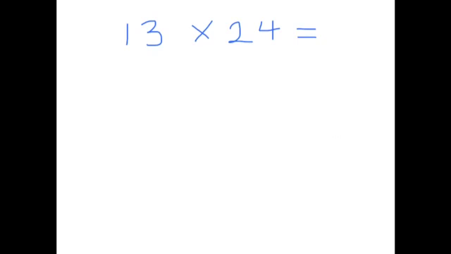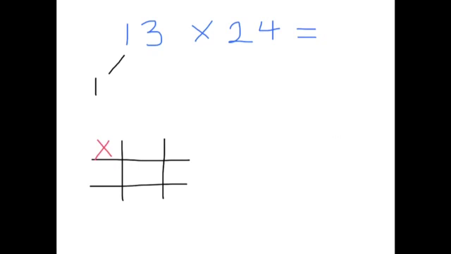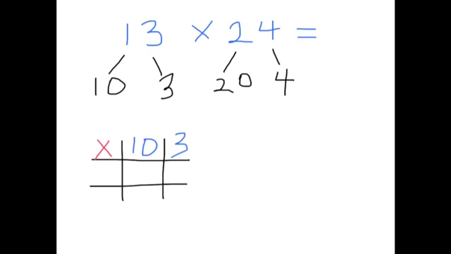This next section will show you how to multiply a 2-digit number by another 2-digit number. Just like before, start off by partitioning the 2-digit numbers into tens and units. So 13 becomes 10 and 3, and 24 becomes 20 and 4. Now place these numbers into your grid, like so.